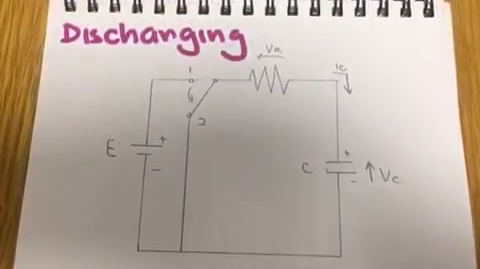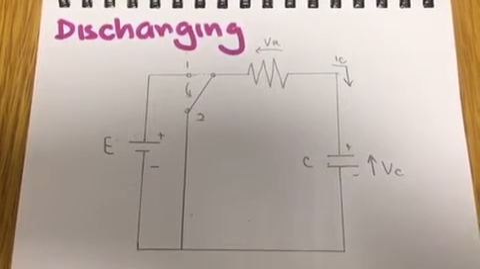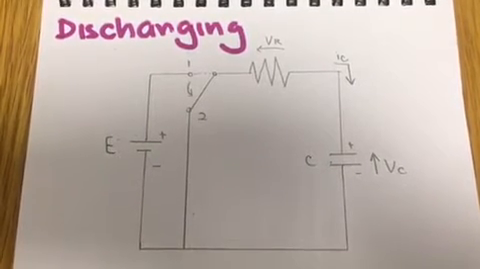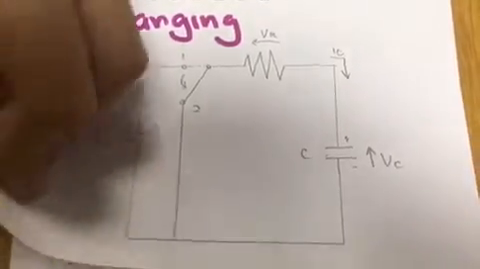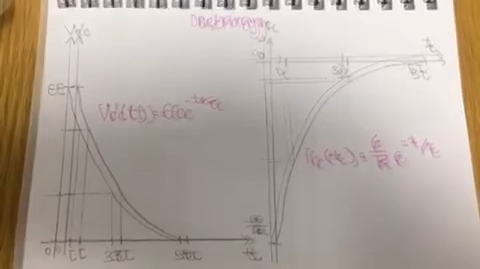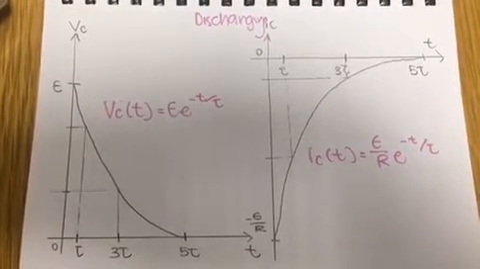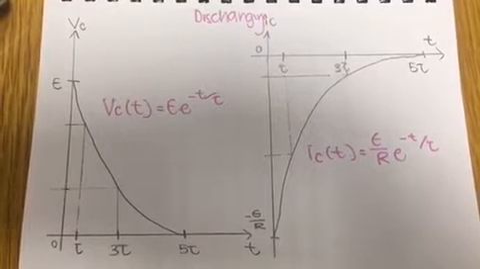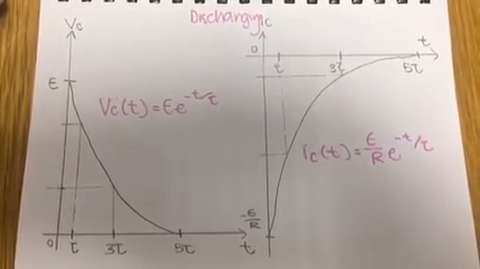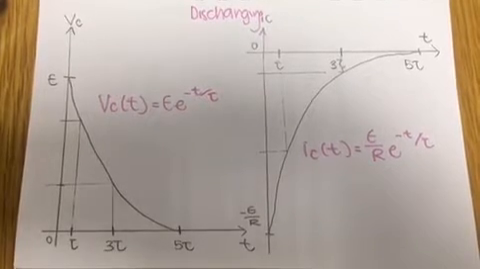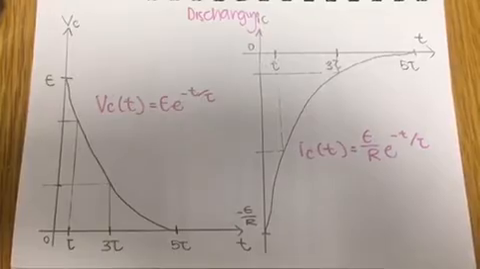Now we'll be talking about the discharging phase. When the switch is at position 1, the capacitor will be charging. At position 2, the capacitor will begin to discharge. As you can see from the graph of VC, the voltage across the capacitor decreases exponentially to zero over the course of 5 time constants. As the voltage decreases, the current increases from negative E over R exponentially to zero.